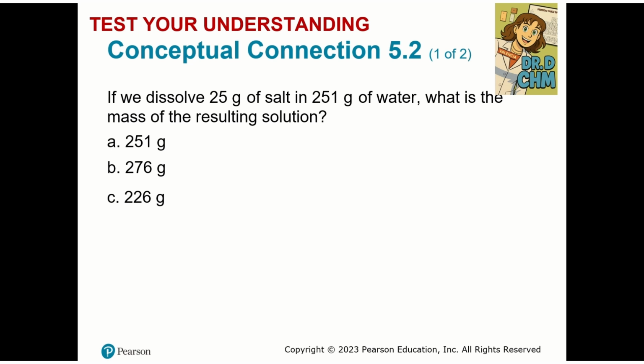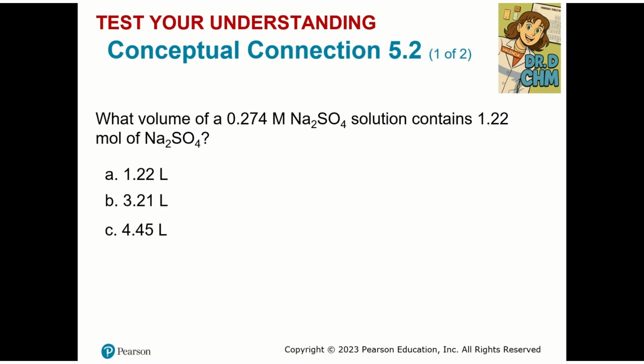If you dissolve 25 grams of salt in 251 grams of water, what is the mass of the resulting solution? Of course, we need to take into consideration the conservation of mass. You only need to add both together. So 25 plus 251, and you get 276. There is no magic here, right? One more. A volume of 0.274 molar sodium sulfate solution contains 1.22 moles of sodium sulfate.